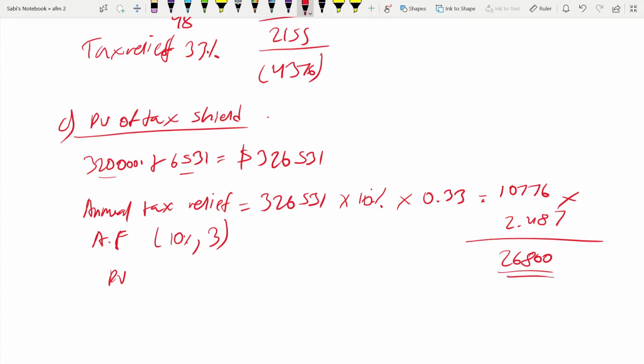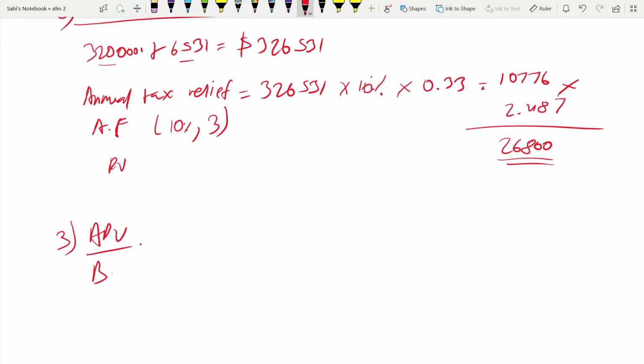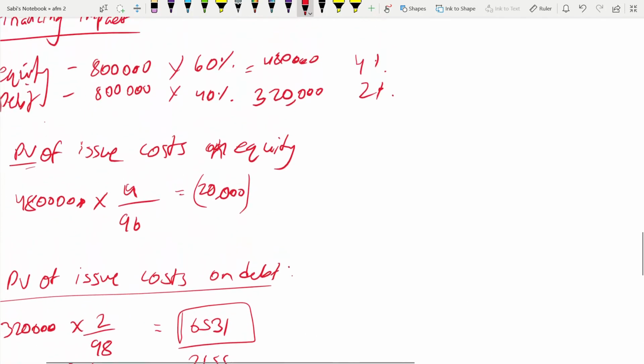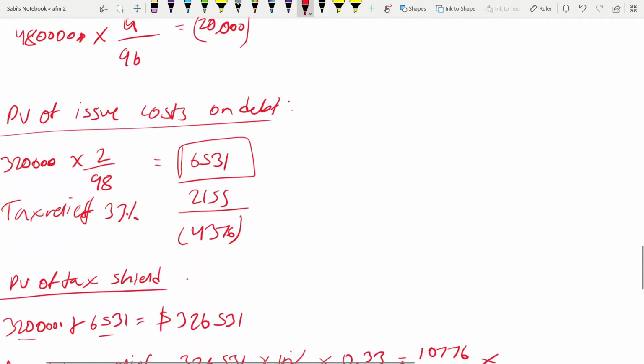So now what? The last stage, APV calculation. How do you do it? You have to label it, okay? Don't just write numbers. You have to label it as base case net present value. How much? 65,000. Okay? From this table, this 65,000, you have to carry forward every number.